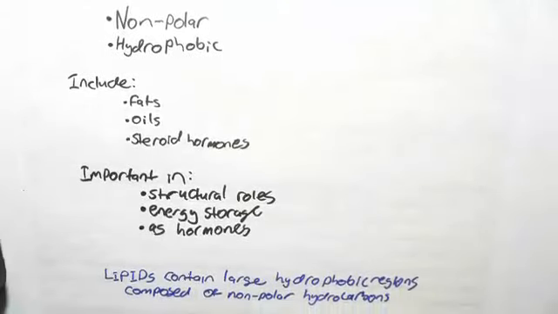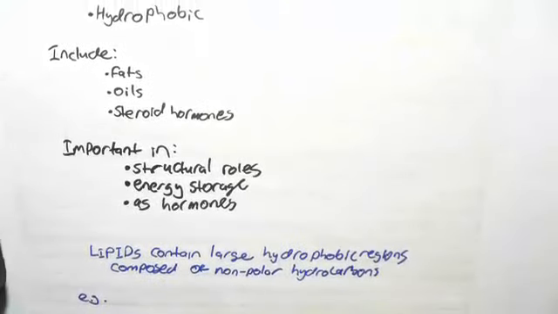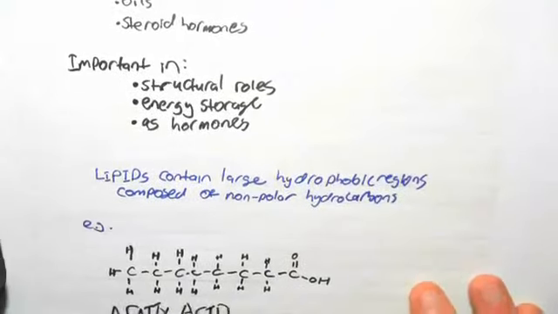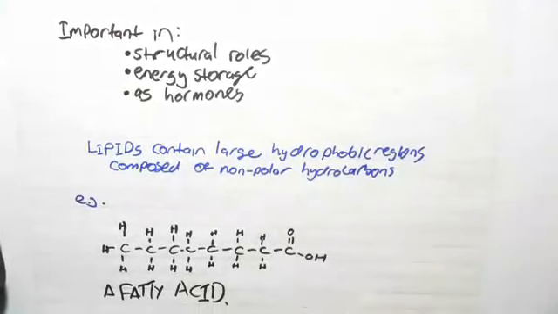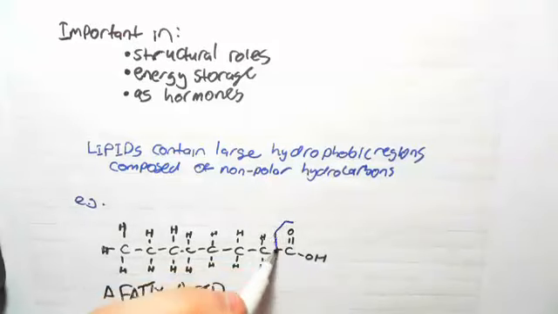So lipids first off contain large hydrophobic regions composed of nonpolar hydrocarbons. So for example, we have this molecule here, which is a fatty acid. Now as we can see, we have a long chain here of just carbon with hydrogens bonded to that. So just a long hydrocarbon chain. At the very end we have what's called a carboxylic acid group here.